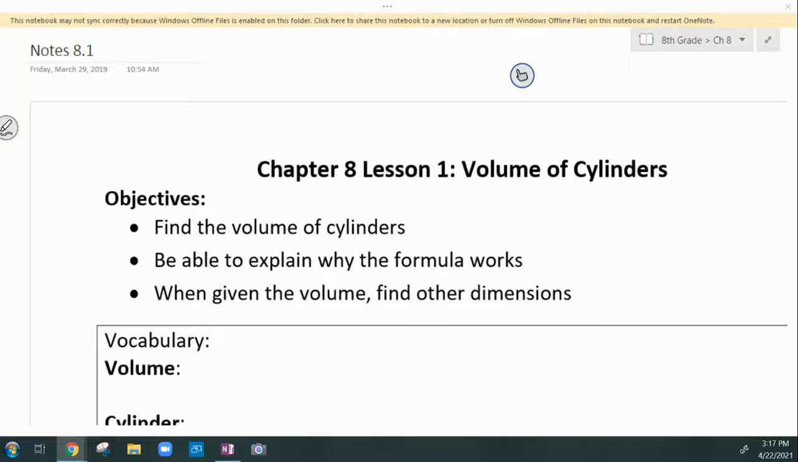It's a beautiful day for math. We are entering into chapter 8, and it has to do with volume and surface area. Now, we did a lot of volume last year. Many of you were here.